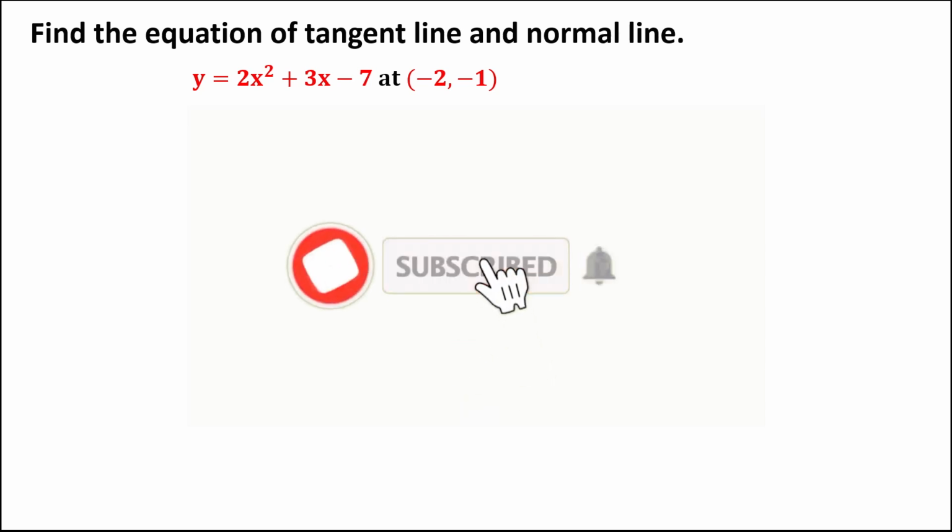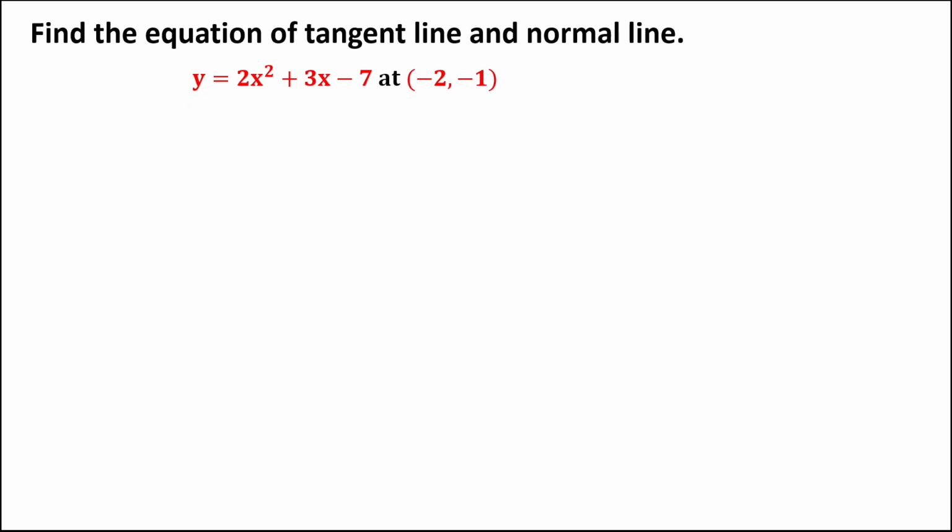So let's solve this problem. To find the equation of the tangent line and the normal line from this given, first we need to find the first derivative. That is y prime equals, for the derivative of 2x squared, this is 4x. Then for the derivative of positive 3x, that's positive 3. And for the derivative of a constant, this one is 0. So the first derivative is 4x plus 3.